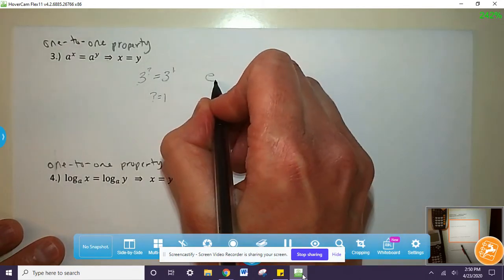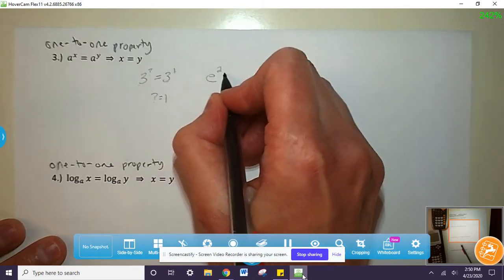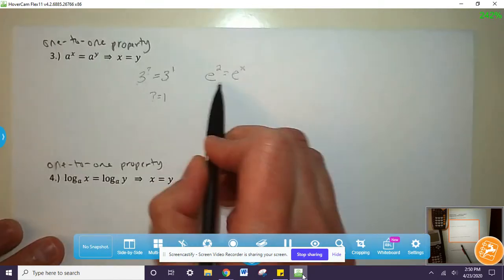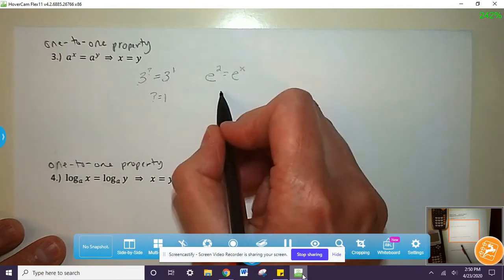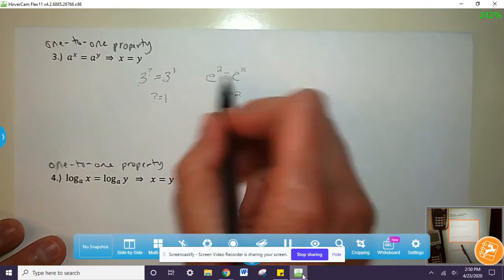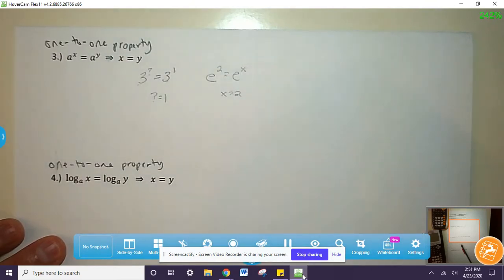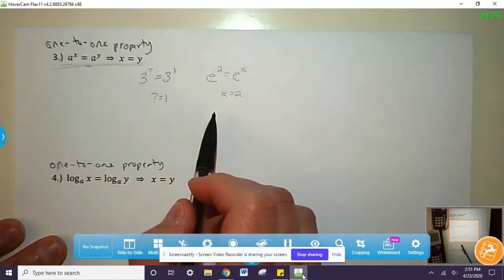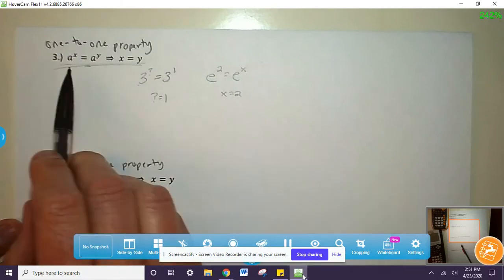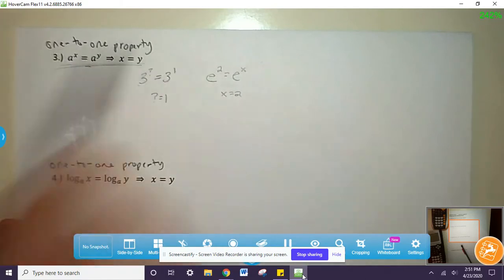You solved one like this in the past. You had like e to the second equals e to the x. Okay, so if e to the second equals e to the x, what does x have to be equal to? It has to be equal to 2. The only way these two are equivalent is if their exponents match. So even though it might have looked new and different, it's a property you've already been using. And I just wanted to establish that you are allowed to use it. It is an actual property.